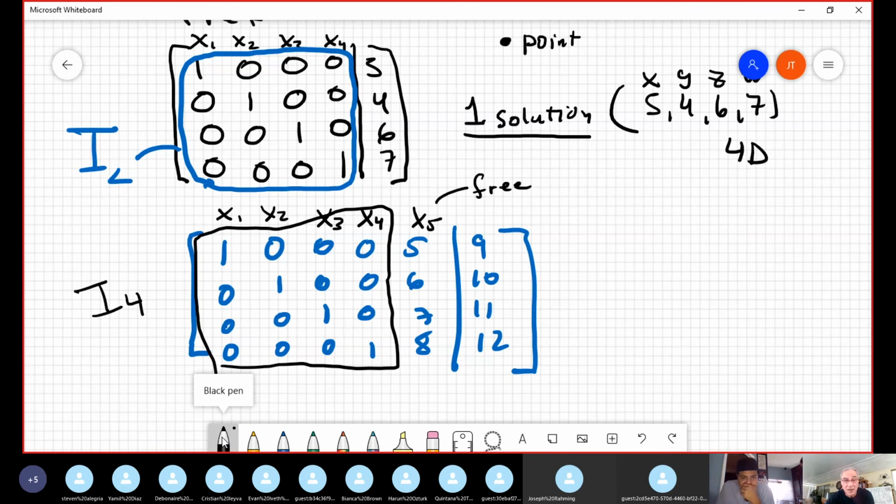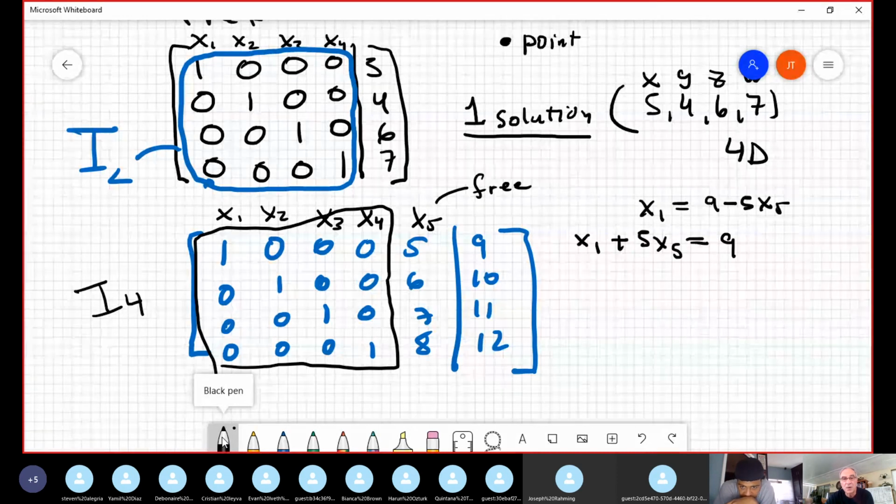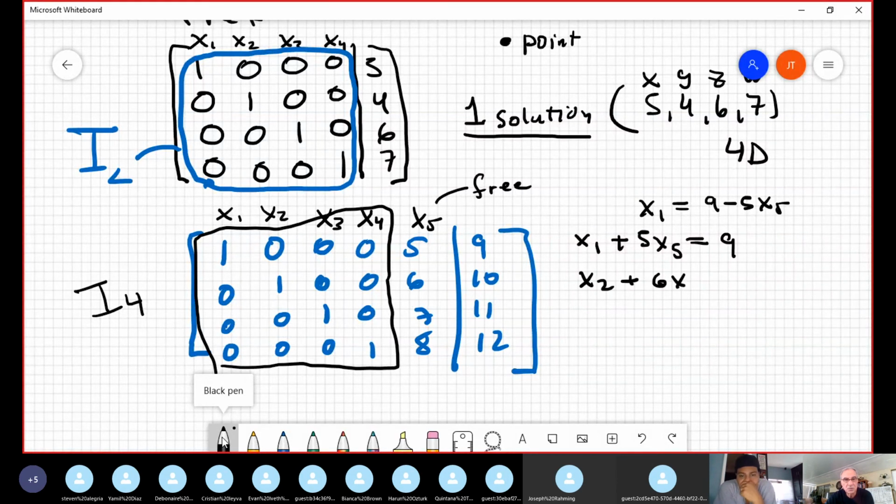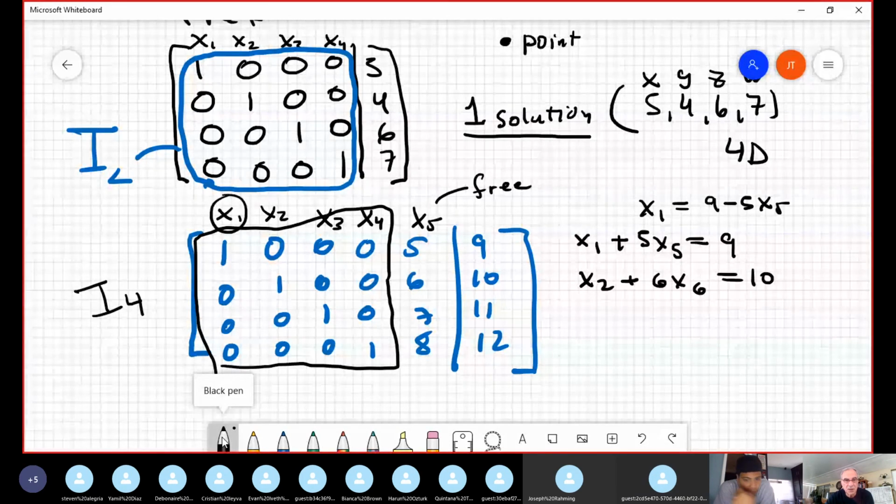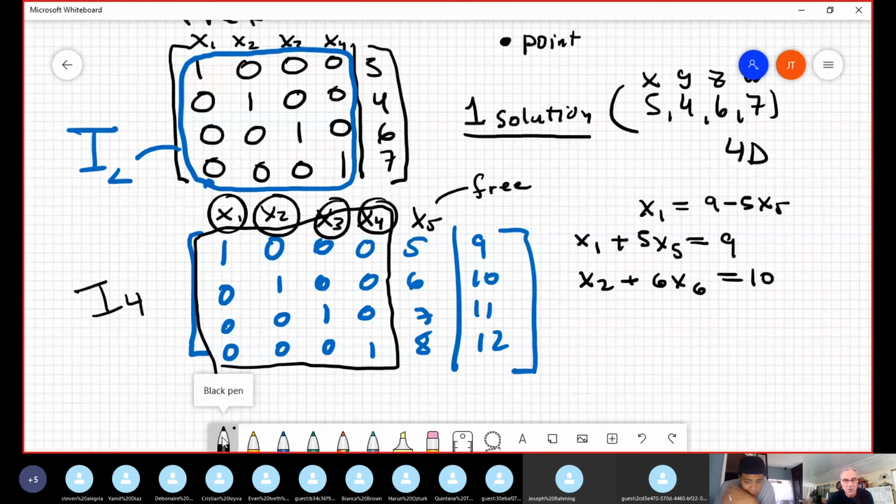Now the right-hand side. How do you write it? You write equation by equation. Suppose the first equation is x1 plus 5 x5 equals 9. You isolate the non-free variable, so x1 is equal to 9 minus 5 x5. And one by one like that. Do you understand this? You isolate x1, x2, x3, x4, row by row, and you express the non-free variables as a function of the free variable.